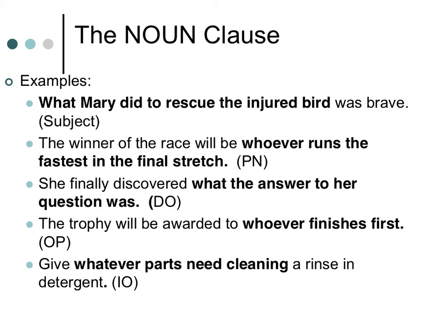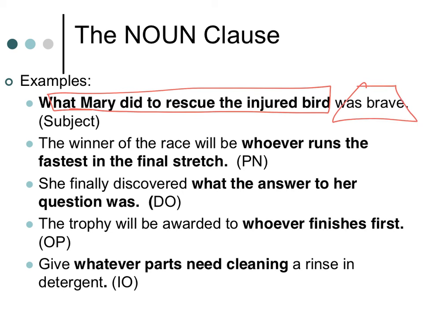Let's take a look at one. What Mary did to rescue the injured bird was brave. This is the main part of the sentence, and all I have is this tiny bit. If I took all this out, what would I have lost? I would have lost the subject of my sentence. That's why it becomes a noun clause.